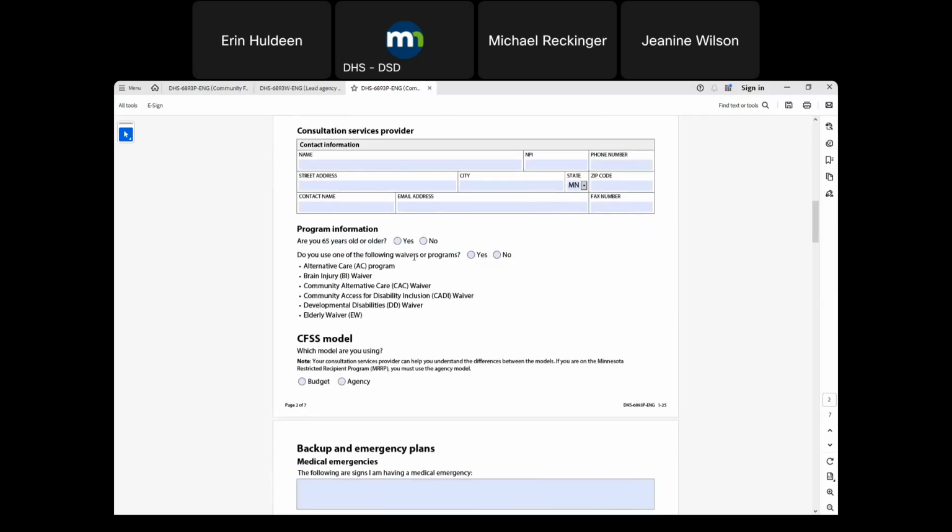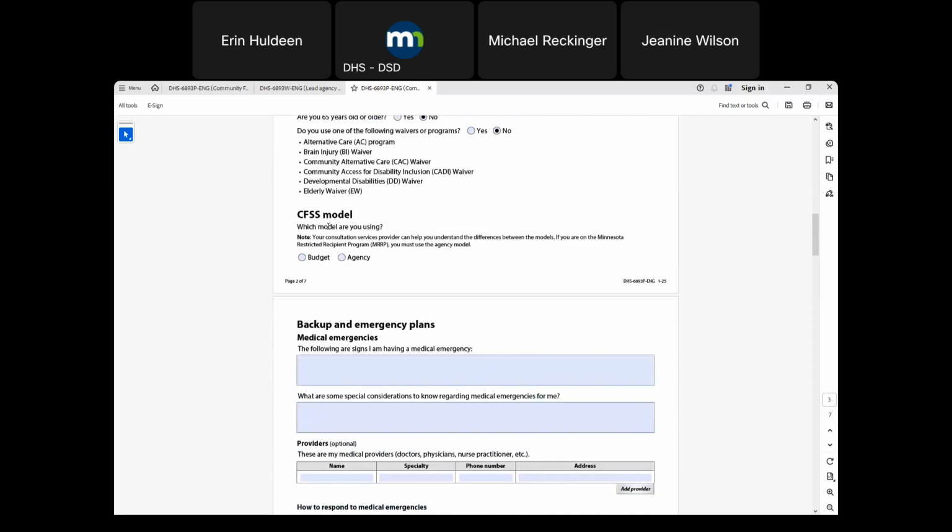Okay. Just some more information about the individual. And then the CFSS model. So remember, when they're meeting with a consultation services provider, consultation is educating the person on the different models that are available. So they'll educate them on the budget model and the agency model. And the consultation services provider is required to remain neutral. Their job is really just to provide that education and assist the person in understanding the difference between the two different models that are available.